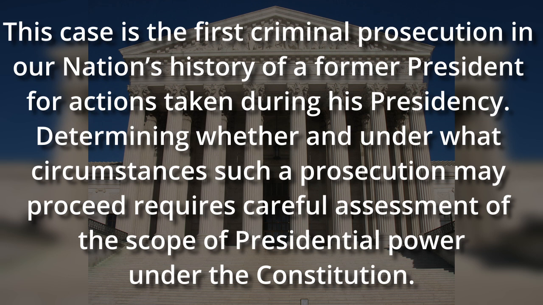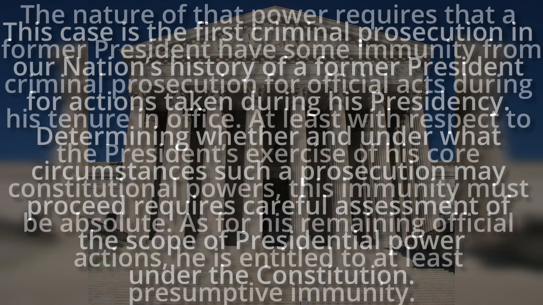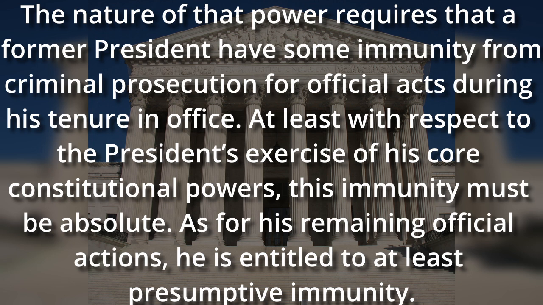This case is the first criminal prosecution in our nation's history of a former president for actions taken during his presidency. Determining whether and under what circumstances such a prosecution may proceed requires a careful assessment of the scope of presidential power under the Constitution. The nature of that power requires that a former president have some immunity from criminal prosecution for official acts during his tenure in office. At least with respect to the president's exercise of his core constitutional powers, this immunity must be absolute. As for his remaining official actions, he is entitled to at least presumptive immunity.